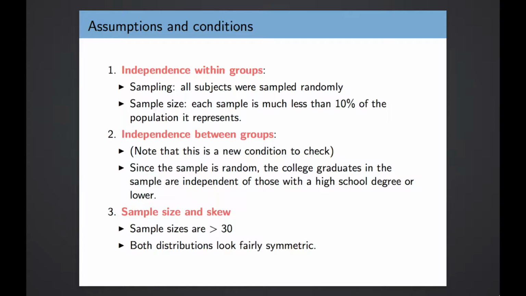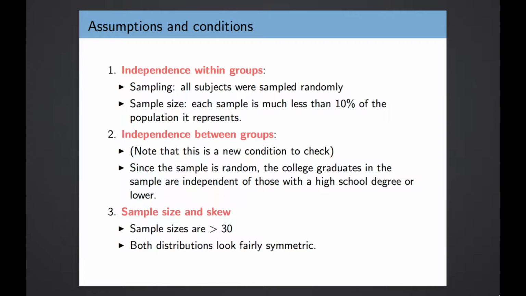The first is, of course, that the observations in each of our groups need to be independent of one another. We can satisfy this by doing two things. First, by making sure that we take a random sample from the population that we're interested in, which we did. This is a random sample. And by making sure that our sample sizes are less than 10% of the population. So in our case, we've sampled a couple hundred people from a population of millions. So that 10% condition is satisfied.